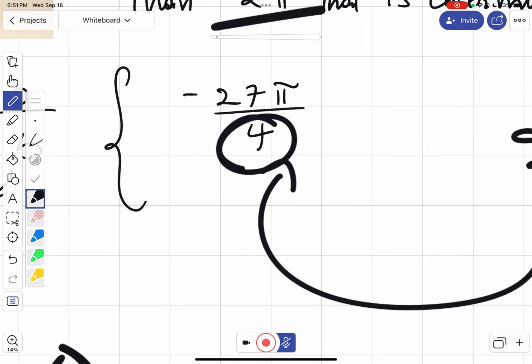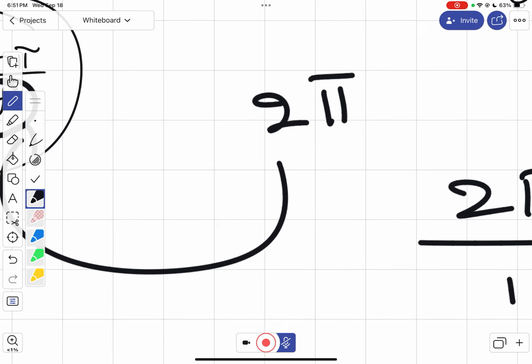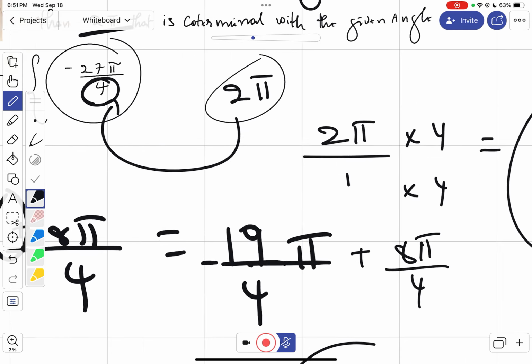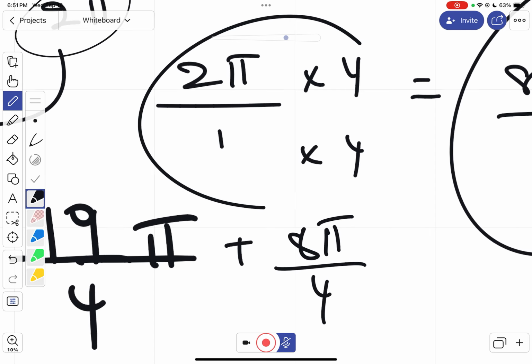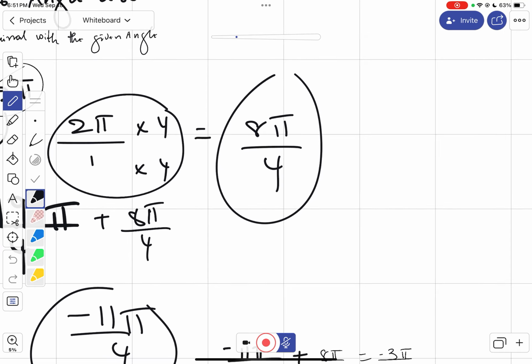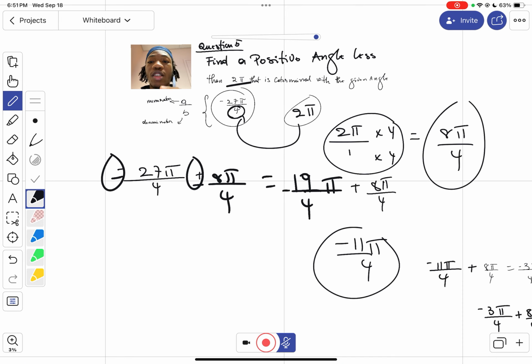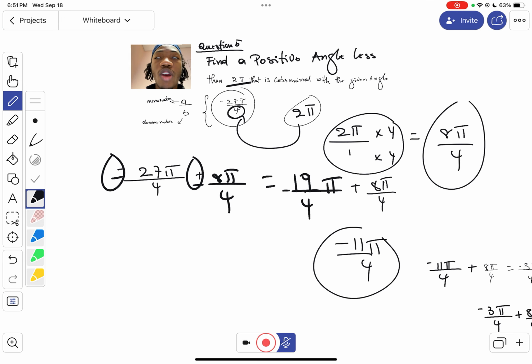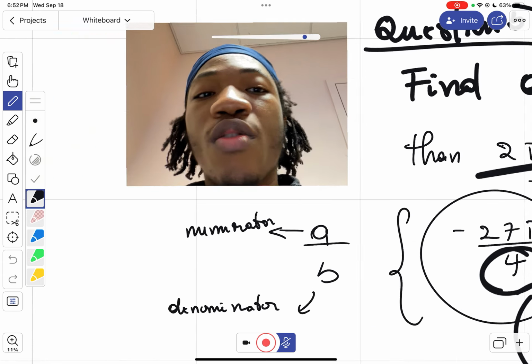So this is the fraction that we started with, and this is our 2 pi. And the thing that we did is we multiplied it by 4. We transformed the 2 pi into 8 pi over 4, and then we started subtracting and adding in order to find our positive angle. And as soon as we find the positive angle, we stop, and the positive angle was the angle that we're looking for. So thank you for watching this video.